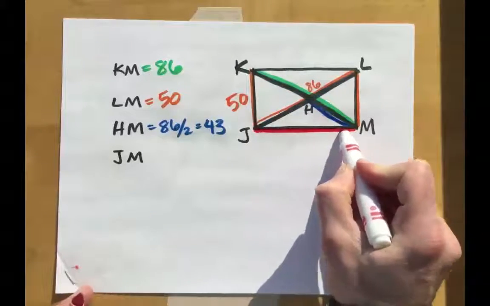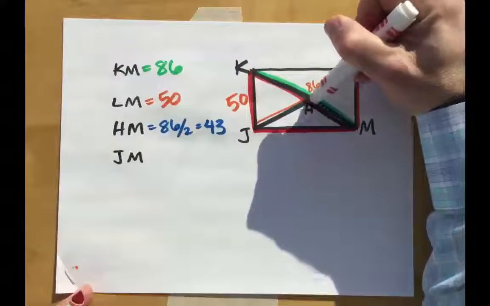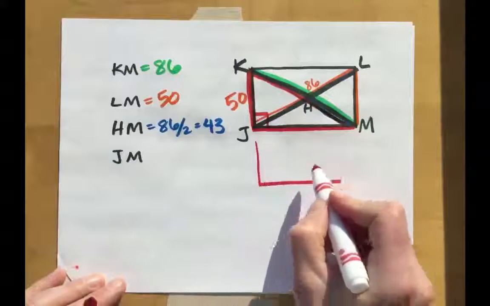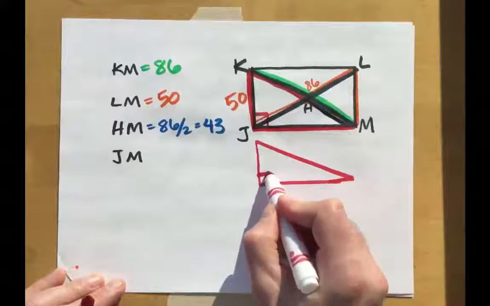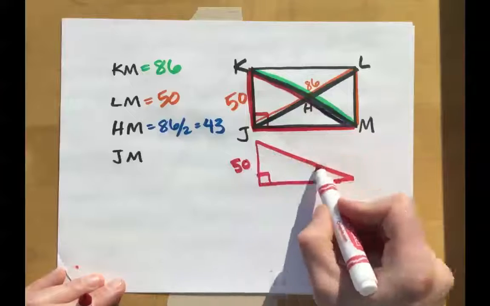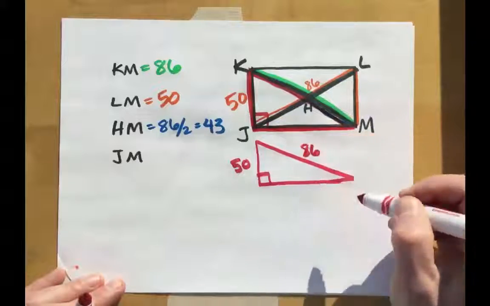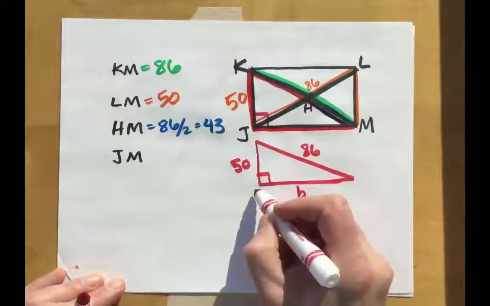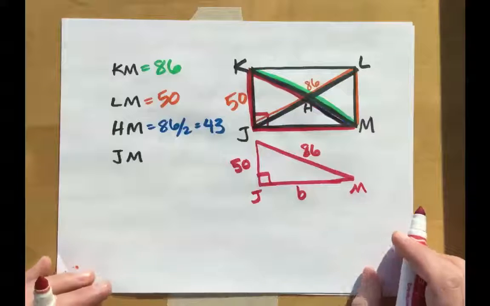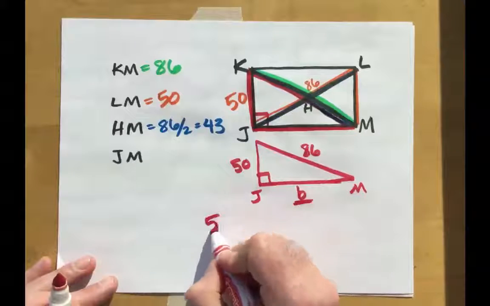Now if I take my rectangle and I trace along these two edges and then come across my diagonal, what I'll keep in mind here is that this is a right triangle. So I'm just going to pull this red right triangle out. We know two of the measurements of this red right triangle. The side here on the left is 50. The hypotenuse of this right triangle is the diagonal of this rectangle, and that's equal to 86. And then finally the side that we want to find, which is JM here, is the missing side. So we're going to use Pythagorean theorem. We're going to set up Pythagorean theorem here to solve for the value of that side JM.